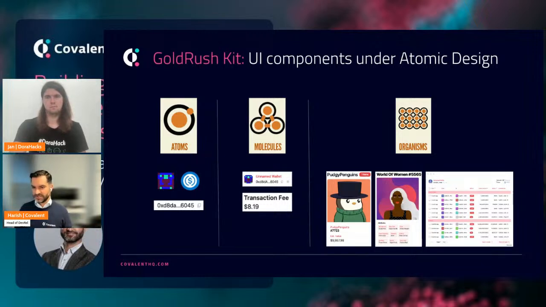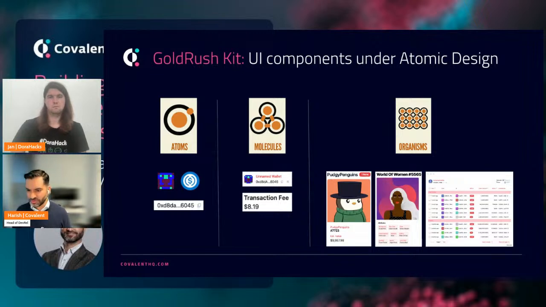And then you would take these and build out what are referred to as organisms. These would be things like NFT cards, maybe a table of all your balances or your transaction records. You can then combine these various organisms together to form what are called templates and pages. So the idea is you make this very modular.